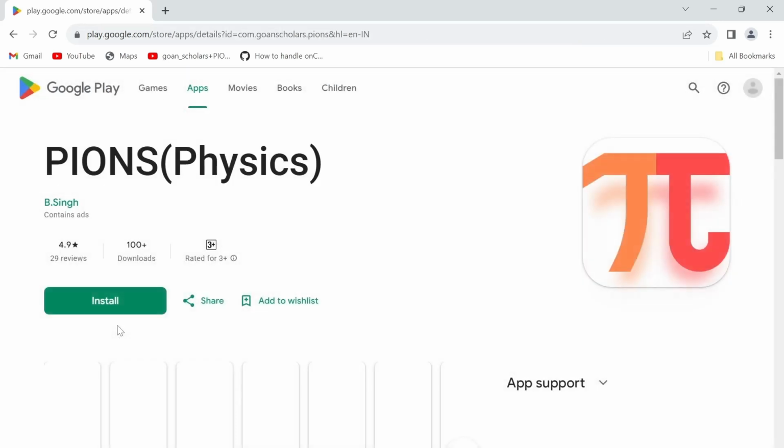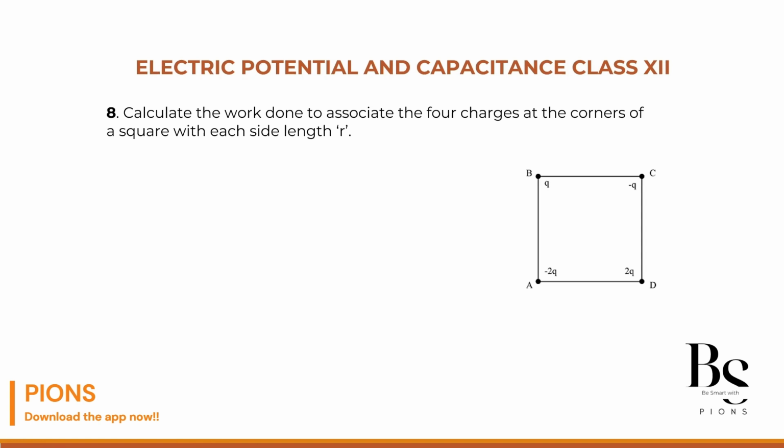Download the app now. Calculate the work done to assemble the four charges at the corners of a square with side length r. Now, what students do blindly, because they don't practice, they directly attend the lecture and then forget. So what they usually do is they'll say, see sir, we have four charges.